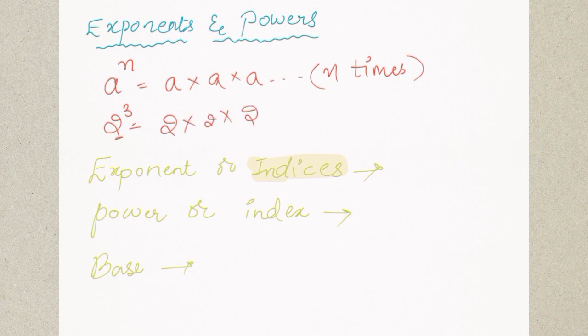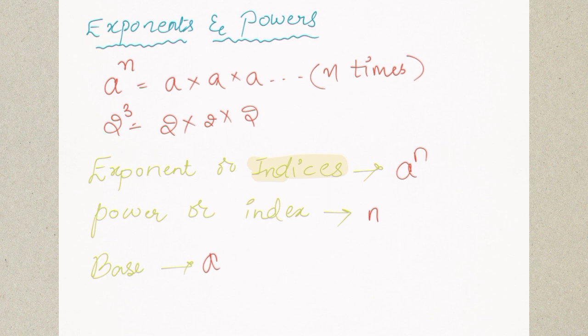This is the base, you all know. That is the number to be multiplied, and the power shows how many times the base has to be multiplied. Am I correct? Whenever you say exponent or indices, it means the entire thing, a power n, that is called the exponent or indices. Whenever you are referring to power or index, it refers to only the power, that is n. And whenever you're talking about the base, it is a. I hope this is all clear to you, right?